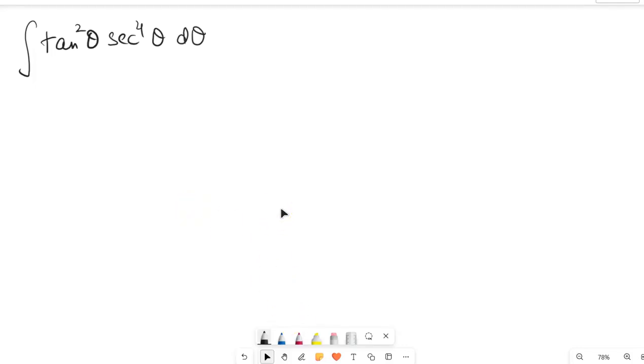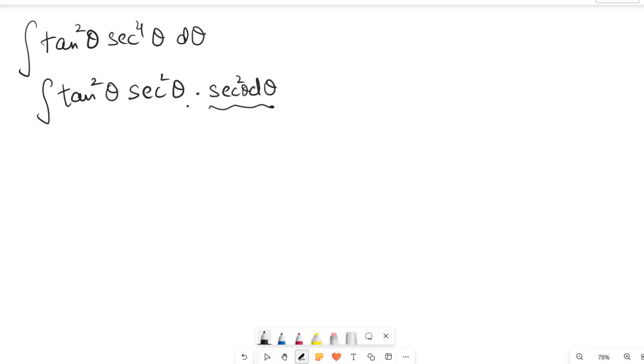This is the case of trigonometric integrals with tangents and secants, and the specific case when both of their powers are even. If secant square's power is even, the formula says peel one secant square theta and write it with d theta. Okay. And change all the remaining secant squares to tangent square using this formula from trig. Secant square theta is equal to 1 plus tangent square theta.